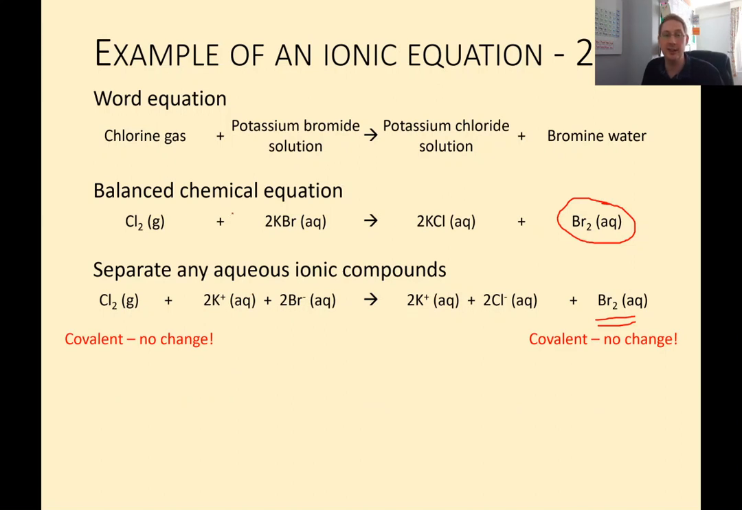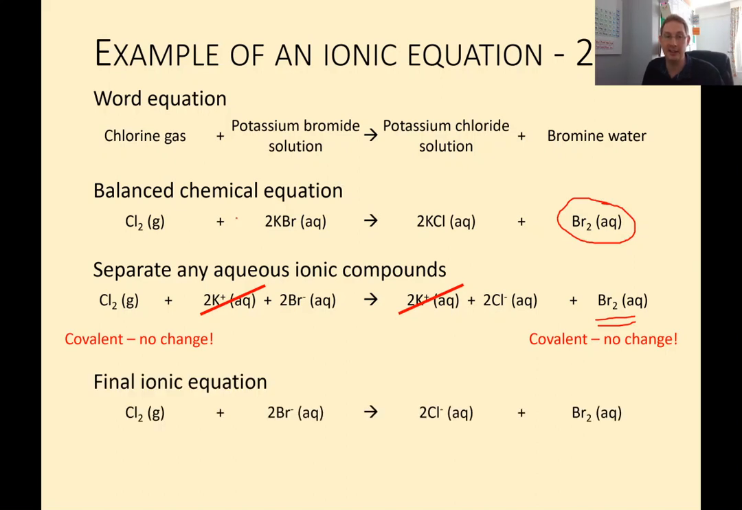And when we look at this, we can see the potassium ions do nothing. They are the spectator ions, and we can cancel those. So our final ionic equation is that a chlorine molecule bumps into a couple of bromide ions, forms chloride ions and bromine.